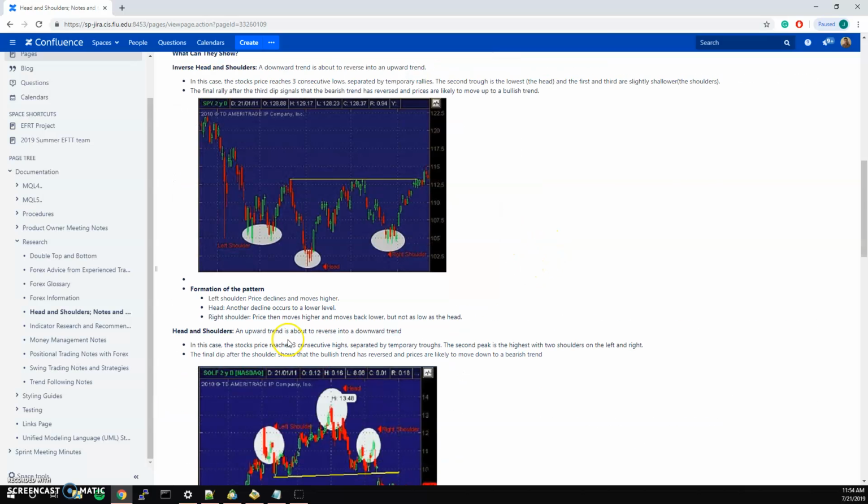Then there's also the inverse head and shoulders, which is the exact opposite. You have a trough, a smaller trough, a bigger trough in the middle, and then a smaller trough on the end, making a head and shoulders just flipped. When you see an inverse head and shoulders, you want to buy. I just wanted to explain this before I got into the chart.